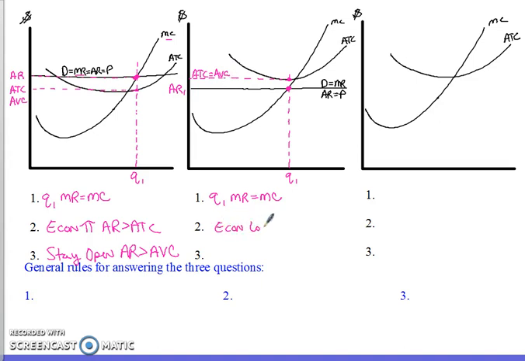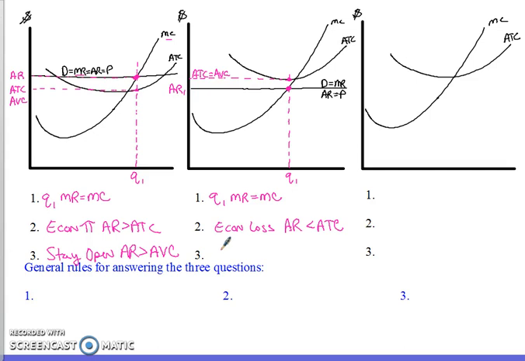That's an economic loss. How do I know it's an economic loss? I know it's an economic loss because the average revenue is below the average total cost. The average revenue, the money coming into the company, is less than the average total cost, the cost of doing business. So the average revenue is less than the average total cost. Should we stay open or should we exit? We're not saying shut down now, we're saying exit.